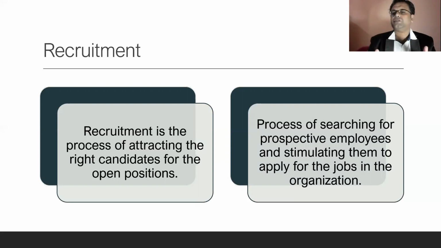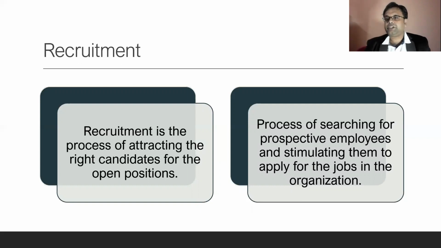So it is actually a process of searching for prospective employees and stimulating them to apply for jobs in the organization. Okay, like I've told you, we are giving an advertisement in the newspaper that we require graduate engineer trainees, 2021 passing out BTech electronics graduates can apply. Now those who are interested, by seeing the job description, location, salary, everything I'll be checking, then based on that we are applying.